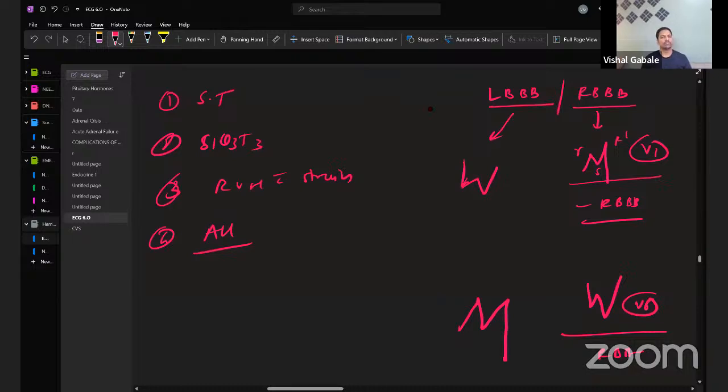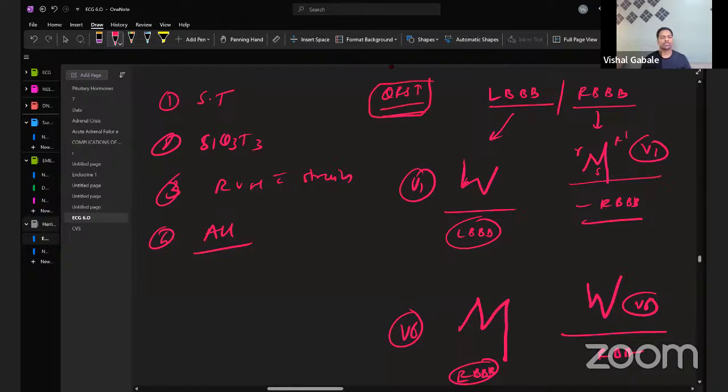Right. So if you have this pattern in V1 and this pattern in V6, definitely this is your LBBB. And always in RBBB and LBBB, what will happen? Your QRS is prolonged. Got it? So that's about the simple thing, right?